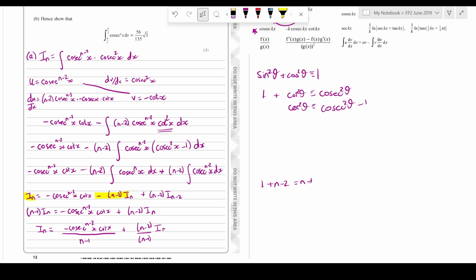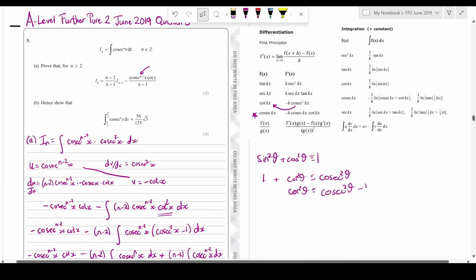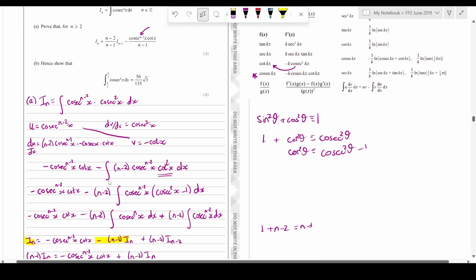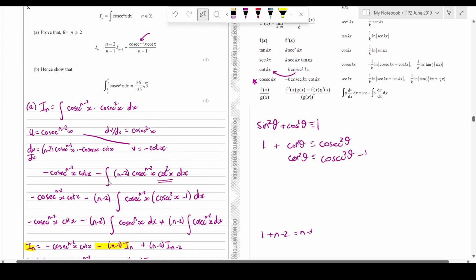And there we go. So, very difficult question if you're not looking at the formula book. Hence, show that the integral of cosec power 6 of x is equal to that value. So, this is going to tell us a relationship for all the different powers of 2. So, we're going to first need to work out what I2 is going to be.